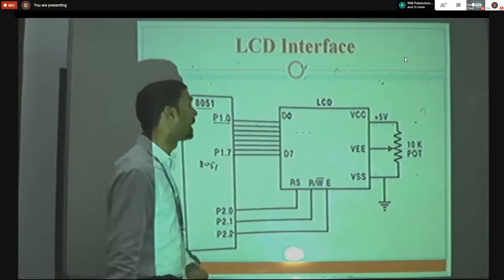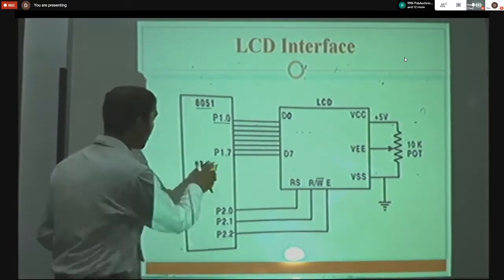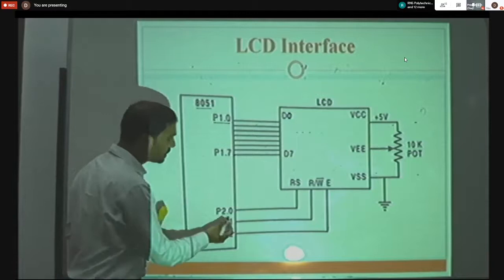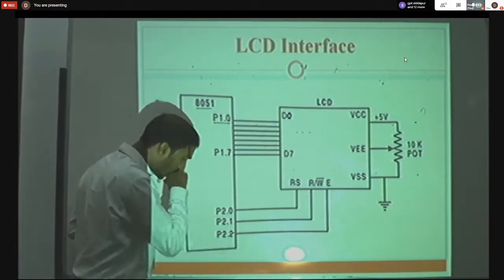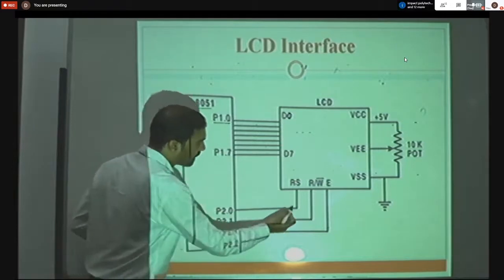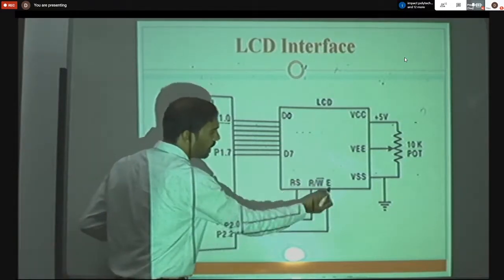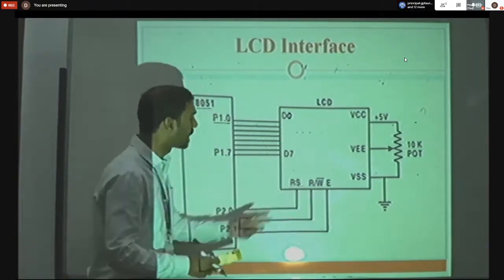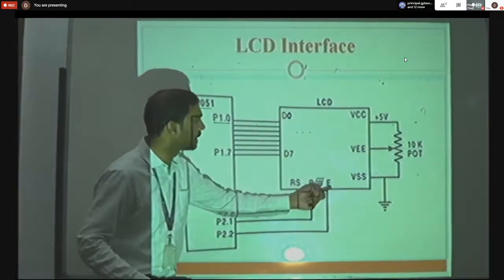Data or command. Okay. So similarly, we are using port 2. In this port 2, we are preparing 3 pins: 0, 1, 2. These pins are connected to RS, R bar W, and E. I will tell you what exactly RS will do, R bar W will do, and enable will do.